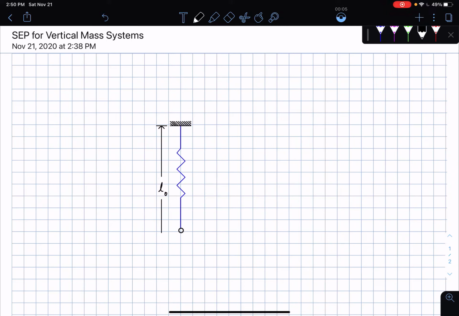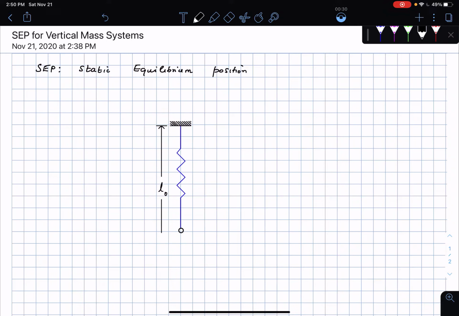So for today's concept talk, we're going to be looking at the static equilibrium position for vertical mass systems. Typically we call the static equilibrium position SEP. So SEP is the static equilibrium position.